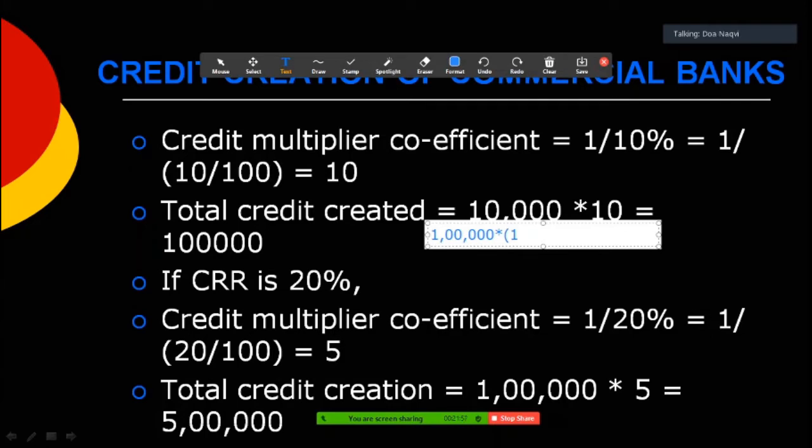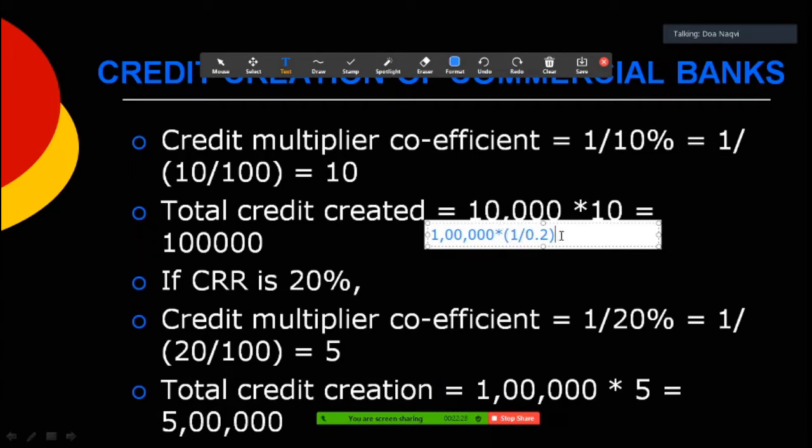Divided by 0.2, right? Why have we entered 0.2? Because the CRR is 20%, and because it is a small r, we need to always keep it in the form of a decimal. So 1 lakh into 1 divided by 0.2.